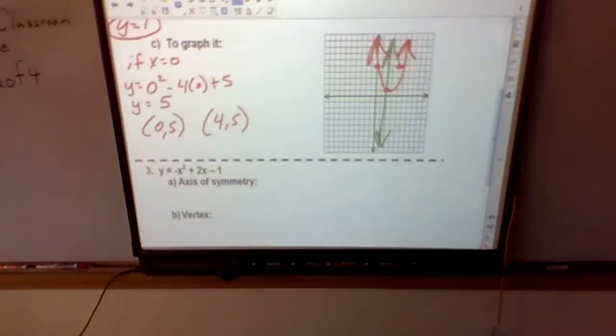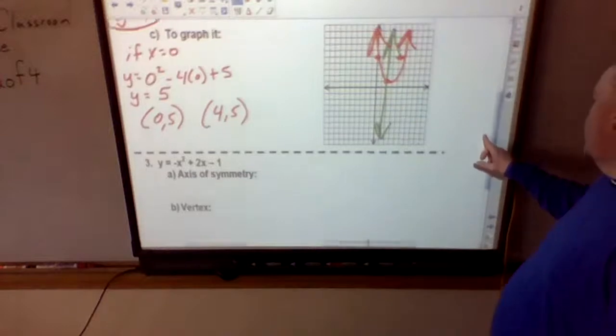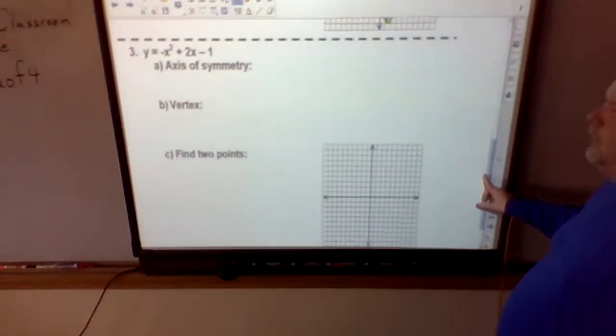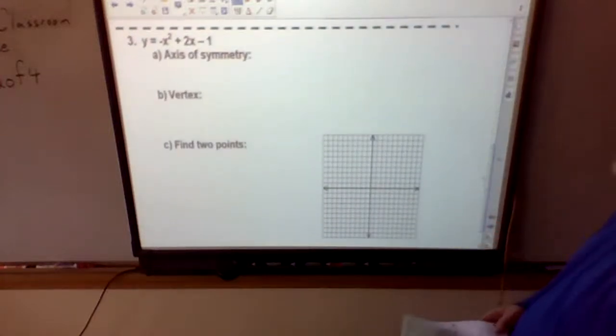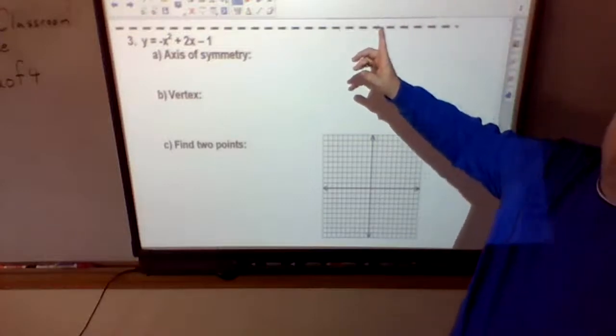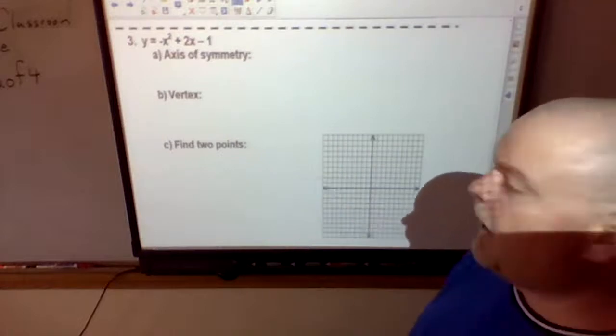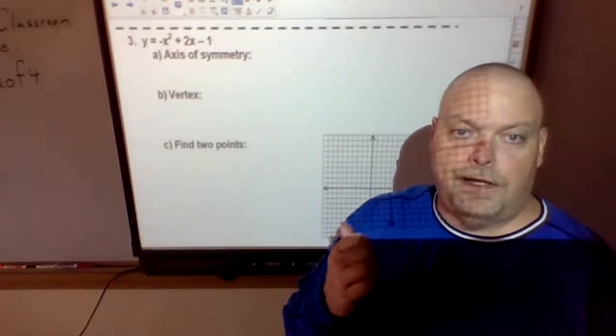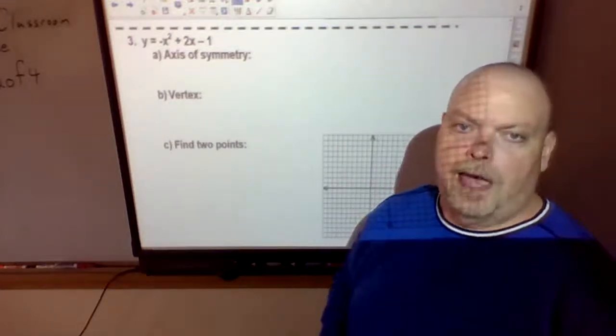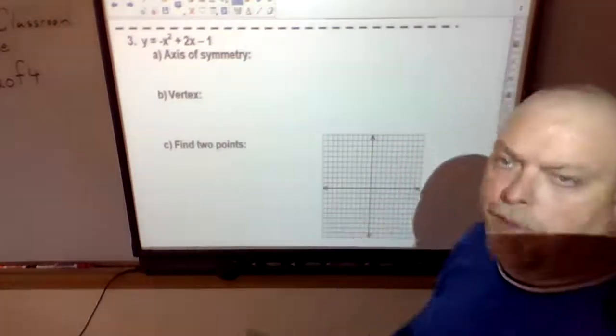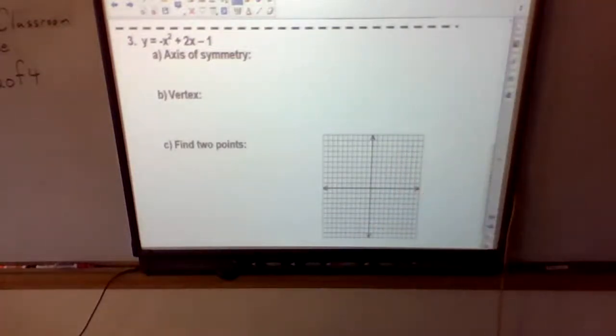All right, I want you to take the lead on number 3. I want you to find the axis of symmetry first. Use that formula located in example 2, negative b divided by 2a, and find the axis of symmetry. So go ahead and pause me, find the axis of symmetry, come back, and I'll do it, and we can check each other.